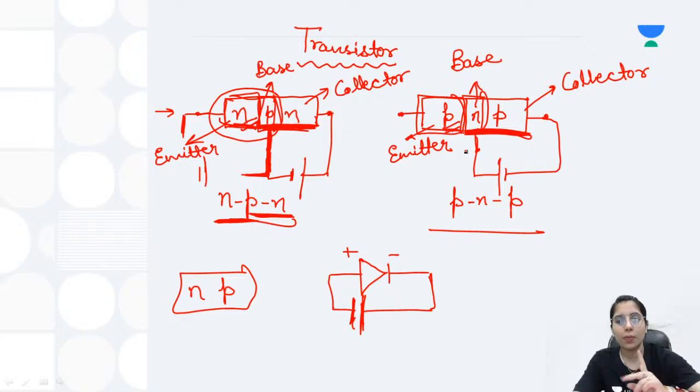Now there is one more point. Which section is the heavily doped section in comparison to the others? Can you please let me know if you know about it? Emitter, base or collector. Which one is the heavily doped?